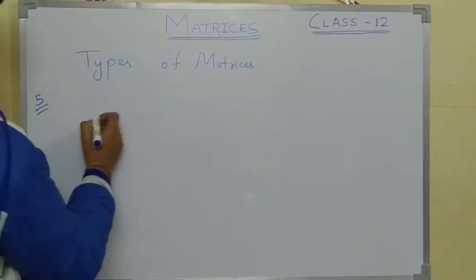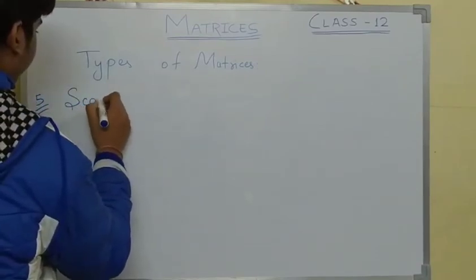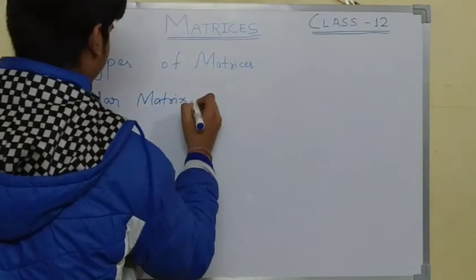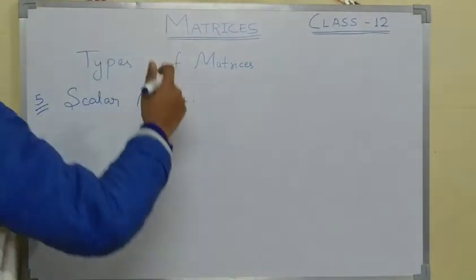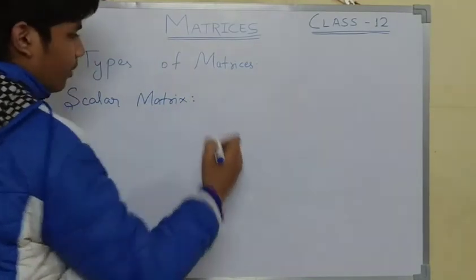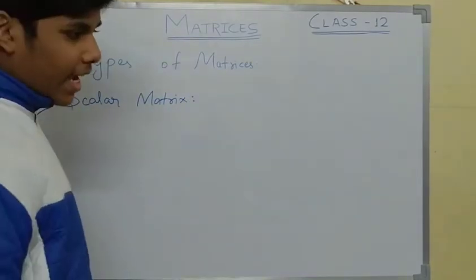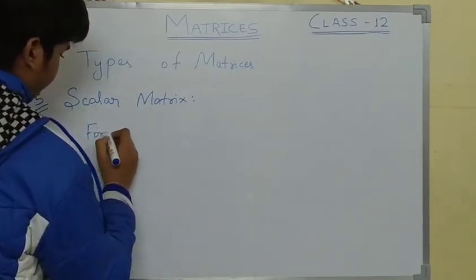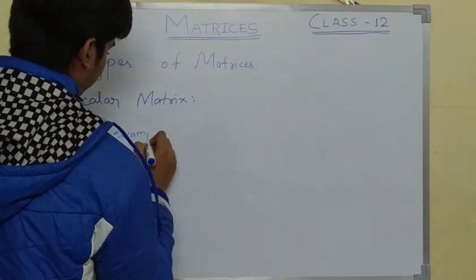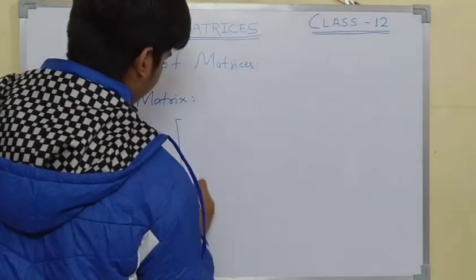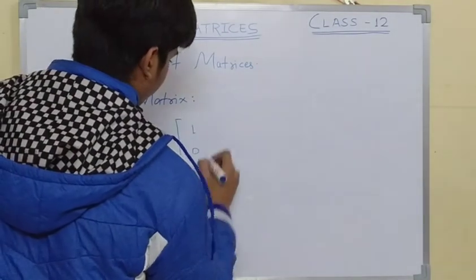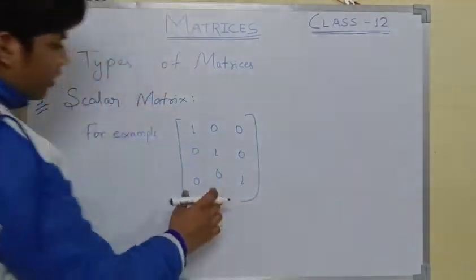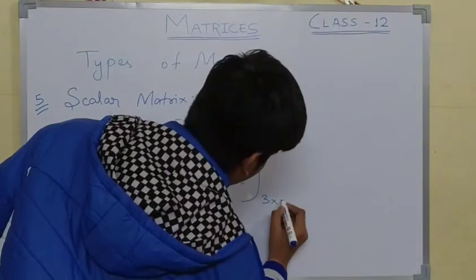Now fifth, scalar matrix. It is also a diagonal matrix, but all the elements except 0 should be equal. For example, here 1 0 0, 0 1 0, 0 0 1. This is a scalar matrix of order 3 into 3.